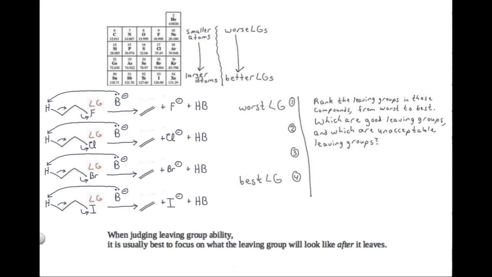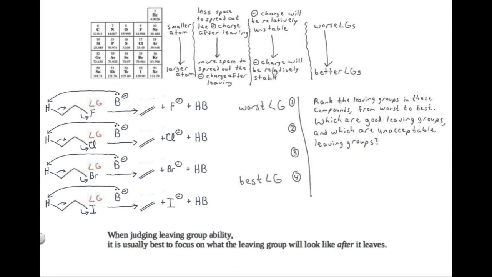And the answer is the largest atom will be best able to stabilize the negative charge, because the largest atom has the most space to spread out the negative charge. The larger atom has more space to spread out the negative charge and stabilize it, and that means it will be easier for the larger atom to leave in the first place. That's the reason that larger atoms make better leaving groups.